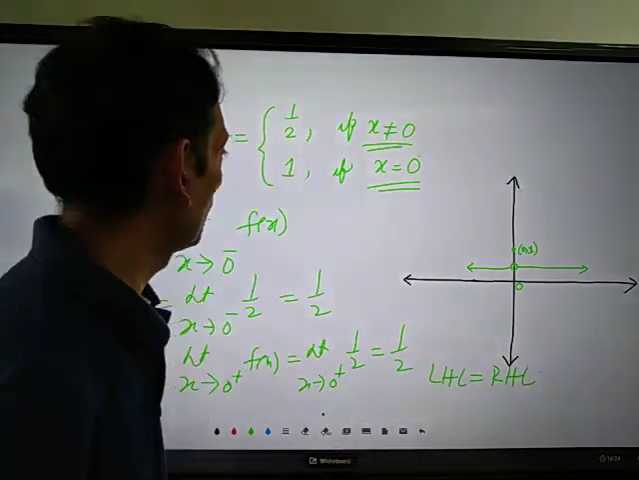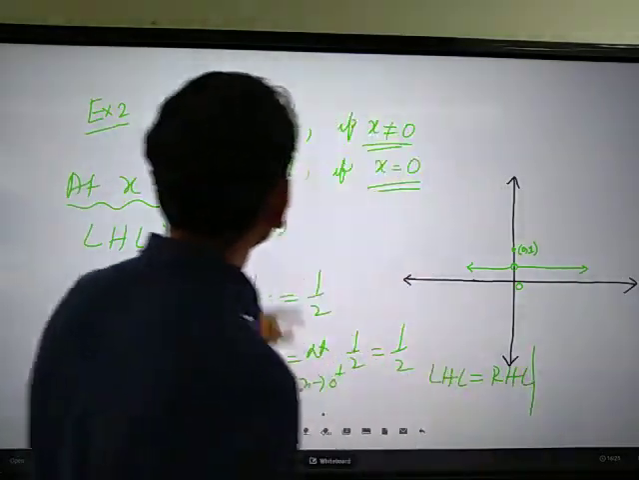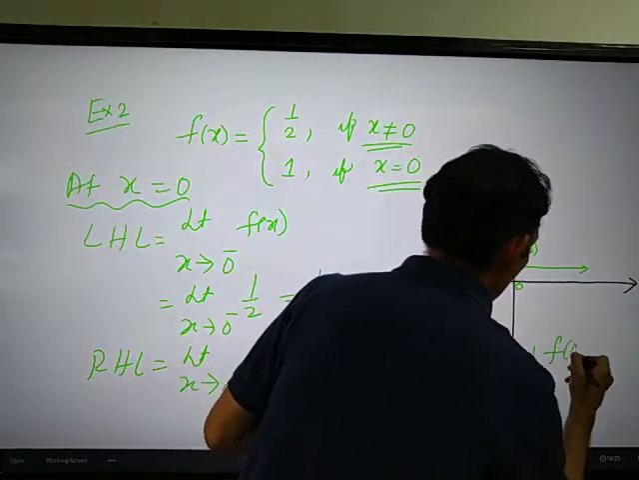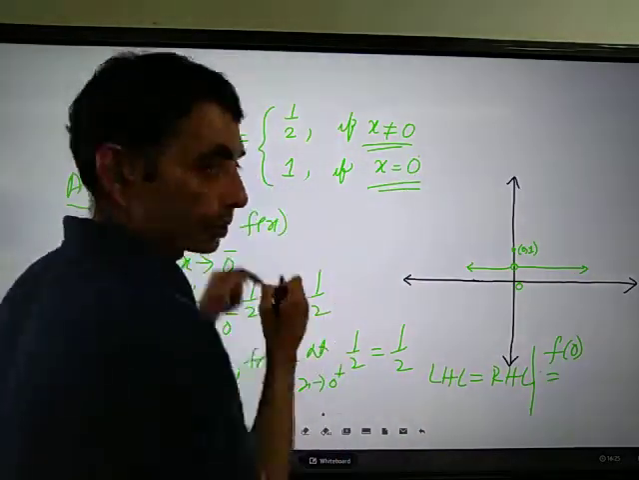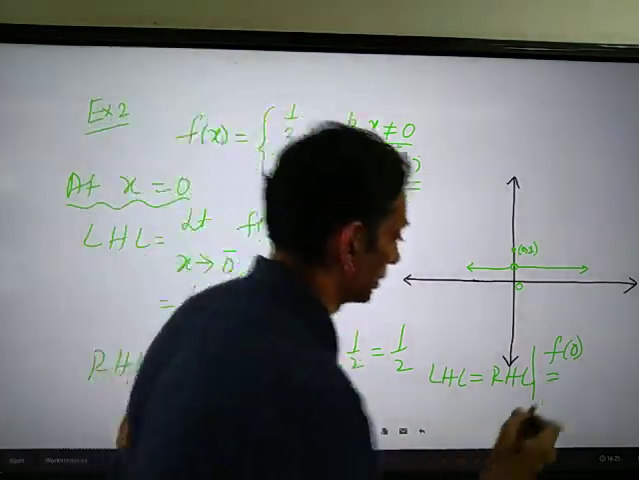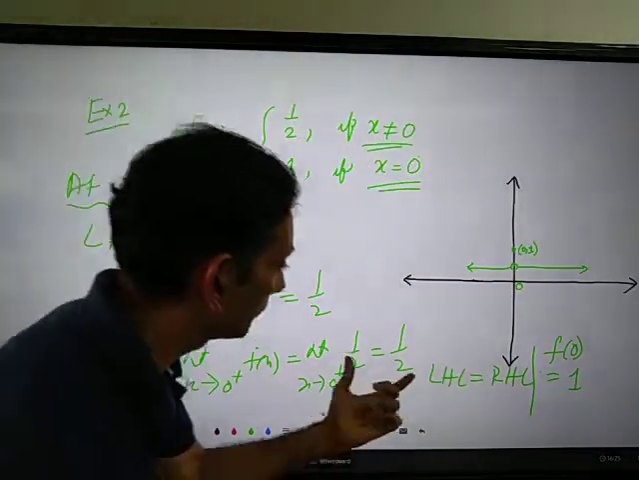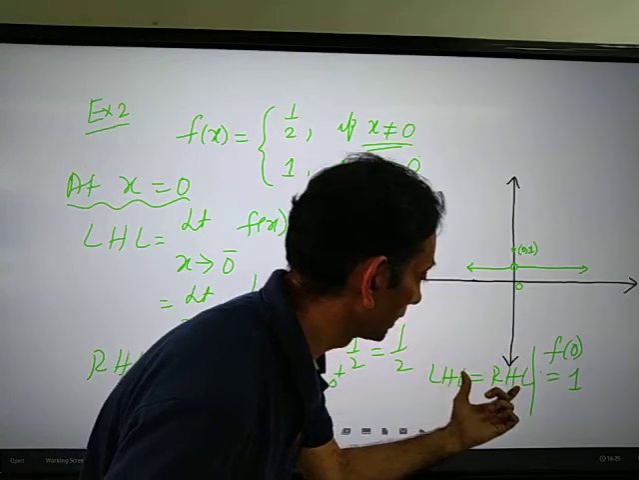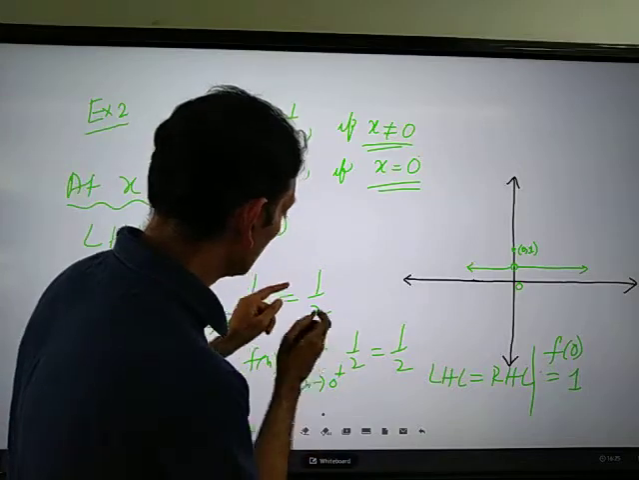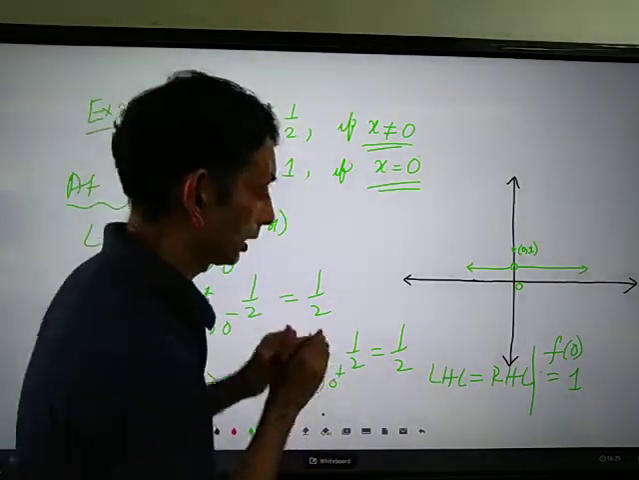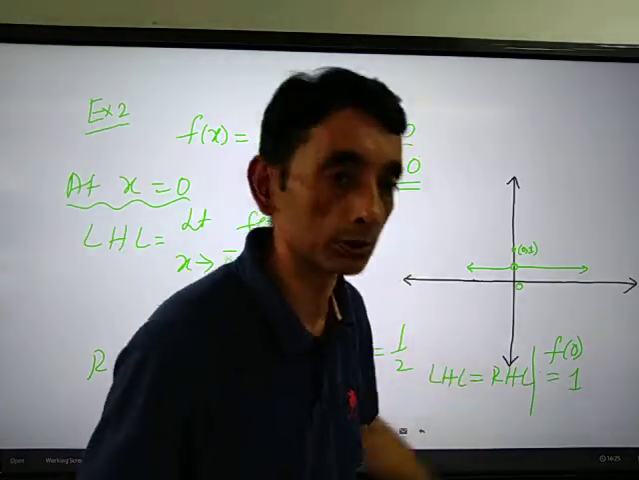But let us see what is the value of the function at x equal to 0. So what is the value of the function? If you take the value of the function at 0, that means f of 0, the functional value at x equal to 0, is equal to 1. So finally, we can say that the left hand limit and the right hand limit, both are equal to half, but the functional value at x equal to 0 is equal to 1.